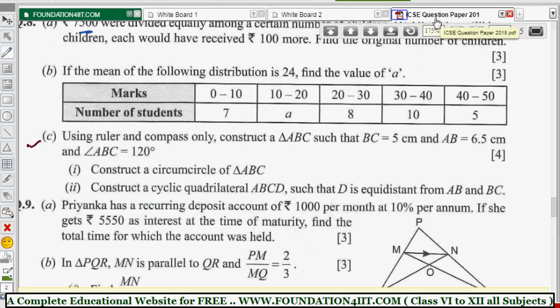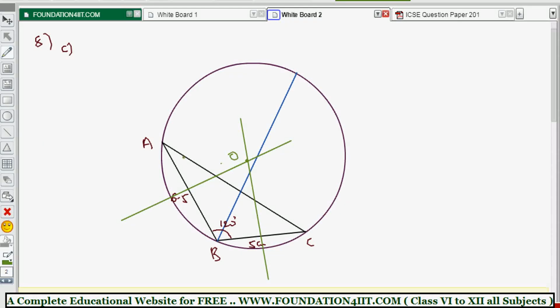Next, after constructing the circumcircle, construct cyclic quadrilateral ABCD such that D is equidistant from AB and BC. So the two sides they mention are AB and BC, and that particular common vertex is what you should bisect. So if you bisect the 120 degrees and extend the line, where it touches is D. Then you can join AD and CD. You can join both. So ABCD is a cyclic quadrilateral.